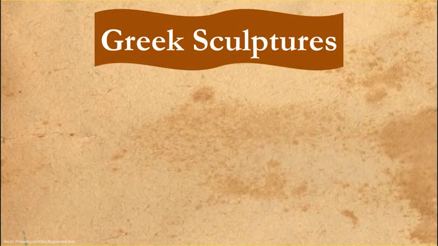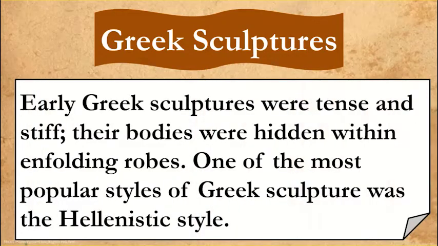Now let's discuss Greek sculptures. Early Greek sculptures were tense and stiff. Their bodies were hidden within enfolding robes. One of the most popular styles of Greek sculpture was the Hellenistic style. Hellenistic denotes a preference in sculpture for more elaborate patterns, mannered arrangements of figures and groups, and an emphasis on the representation of movement for dramatic effects.